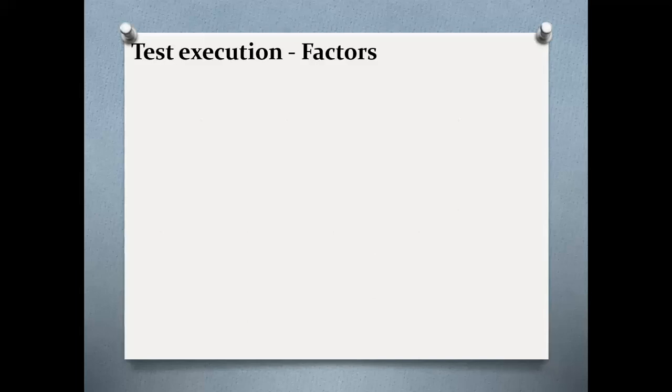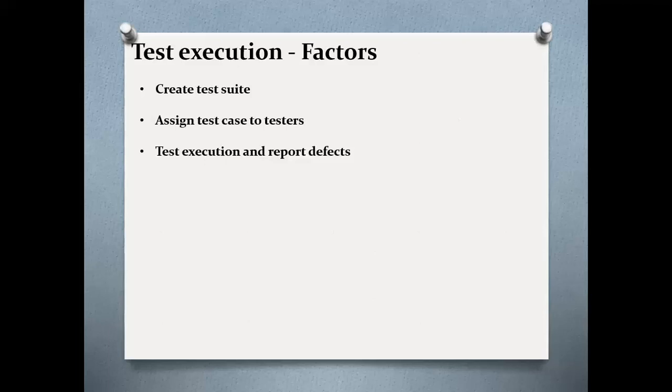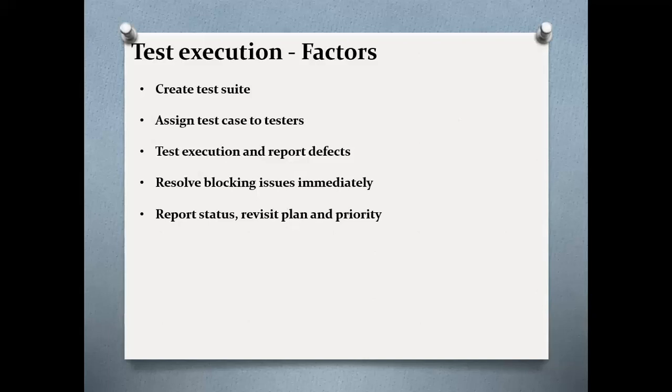The following factors are to be considered for a test execution process. Based on risk, select a subset of the test suite to be executed for the cycle. Assign the test cases in each test suite to testers for execution. Execute tests, report bugs, and capture test status continuously. Resolve blocking issues as they arise. Report status and reconsider plans and priorities daily.